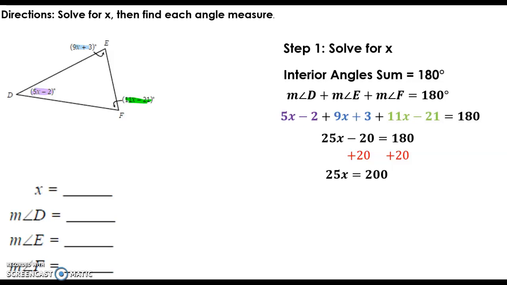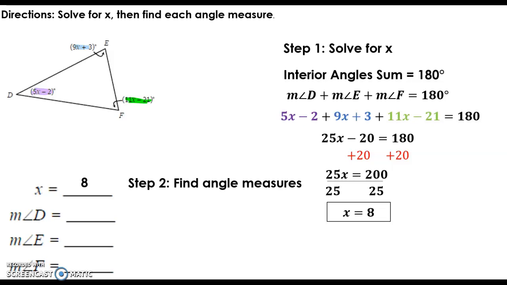Now we want to undo what's being done to x and divide by 25 on both sides, giving us x equals 8. So now that we have x equal to 8, we can go ahead and plug in 8 for every x that we have to solve for each of our angle measurements. When we do that, for measure of angle D, we have 5 times 8 minus 2, which is equal to 40 minus 2, which is 38. So measure of angle D is 38 degrees.